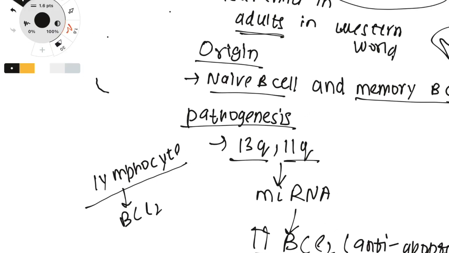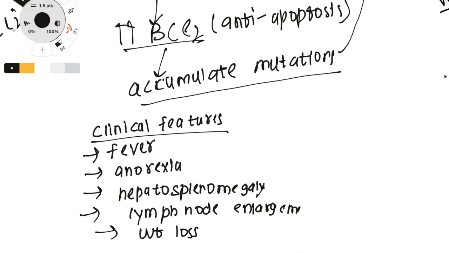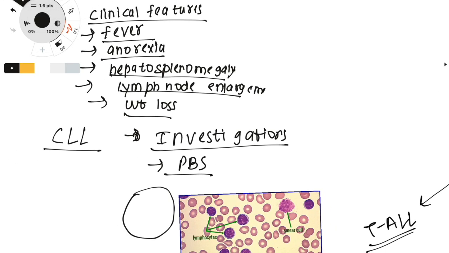But this process takes some time. You just can't produce a full-fledged malignant cell which is also multiplying from a lymphocyte that has just got a mutation of BCL2. It also undergoes TP53 mutations, and all these mutations finally make it a full-fledged, multiplying malignant cell. So the patient presents with clinical features: fever, anorexia, loss of appetite, hepatosplenomegaly, lymph node enlargement, and weight loss. The weight loss can be drastic in some cases. And then we do the investigation.